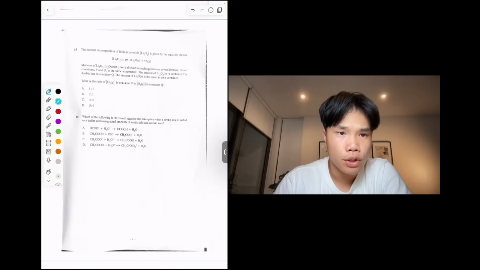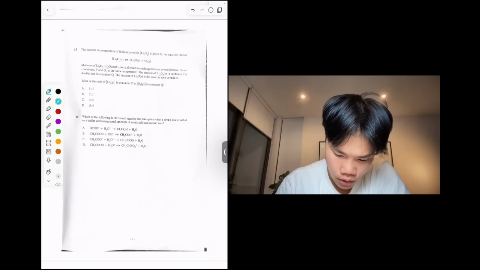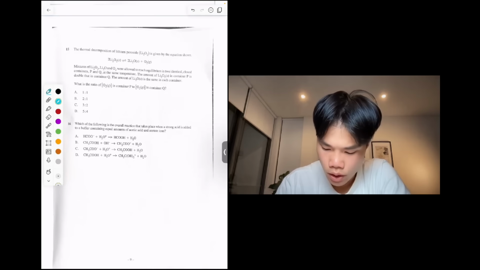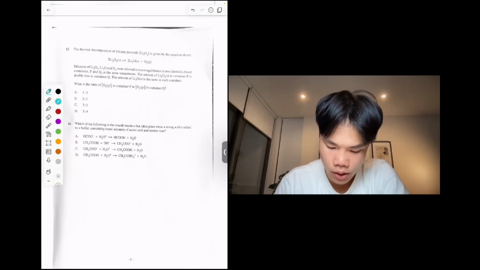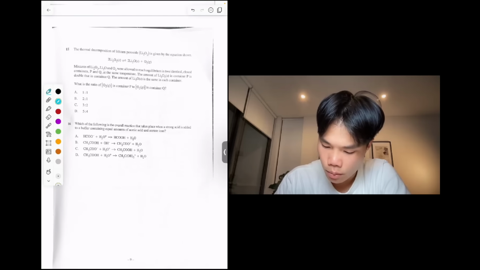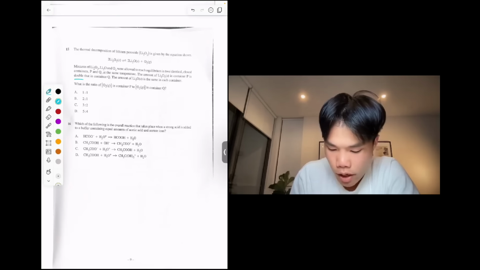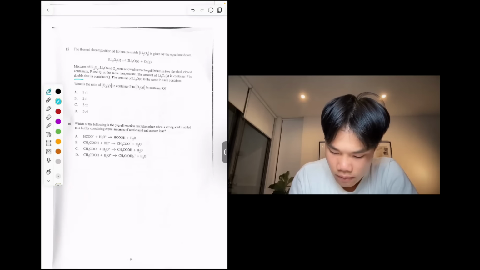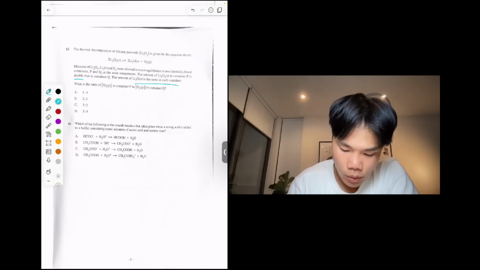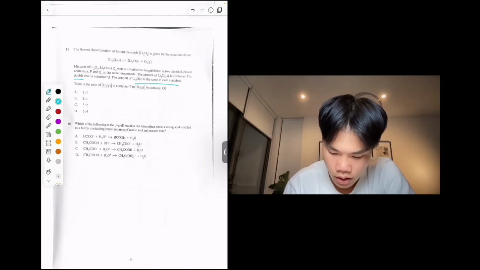Question 15, the thermal decomposition of lithium peroxide is given by the equation shown. We have lithium peroxide solid in equilibrium with lithium oxide solid and oxygen gas. A mixture of lithium peroxide, lithium oxide, and oxygen were allowed to reach equilibrium in two identical closed containers, P and Q, at the same temperature. The amount of lithium peroxide solid in container P is double that in container Q. The amount of lithium oxide is the same in each container. What is the ratio of oxygen concentration in container P to the concentration of oxygen in container Q?